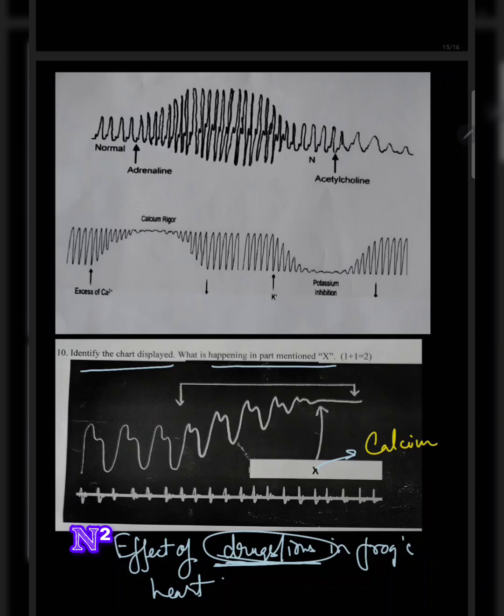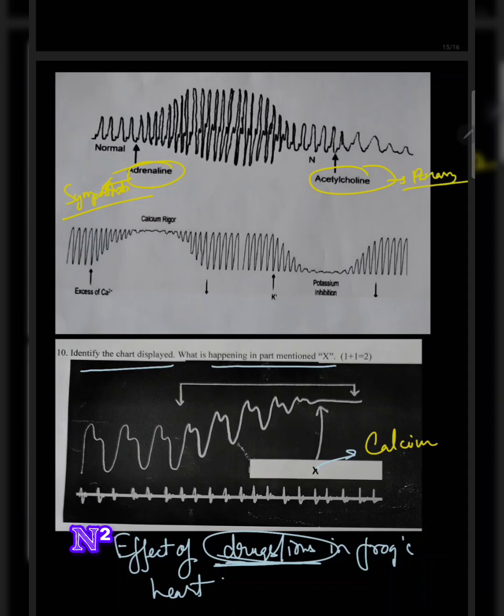Okay, suppose you're given a curve in which they erase this area and write X over here. Then what would be the answer? Acetylcholine. If they erase over here and put X, that means it is acetylcholine. Why is it happening? Now adrenaline as such is a sympathetic drug, a sympathetic group of drugs, and acetylcholine is a parasympathetic drug.